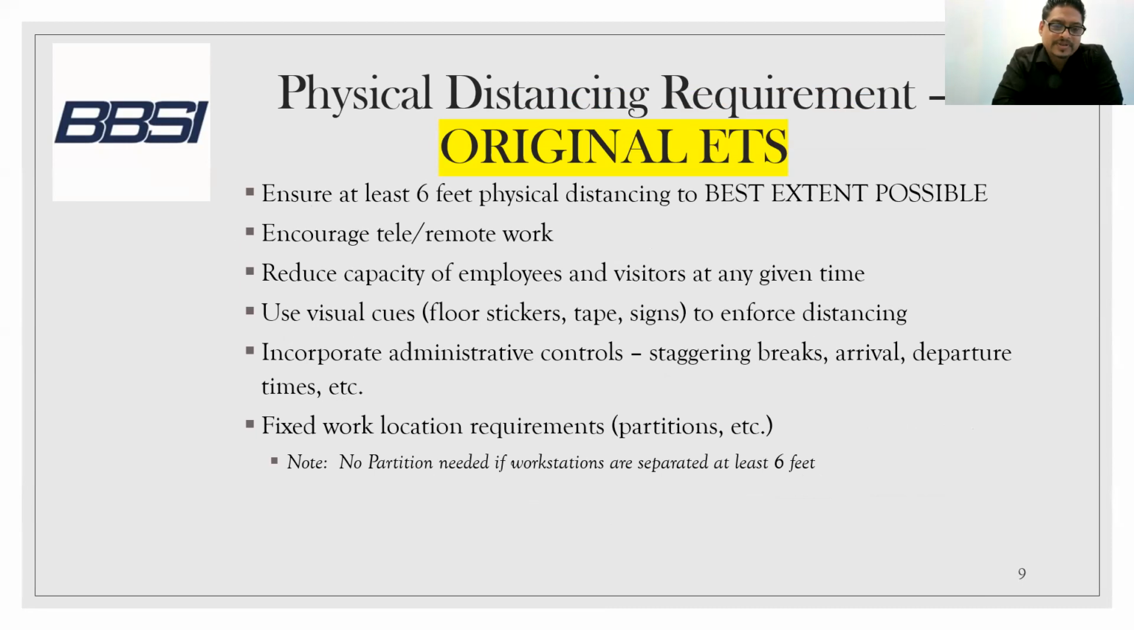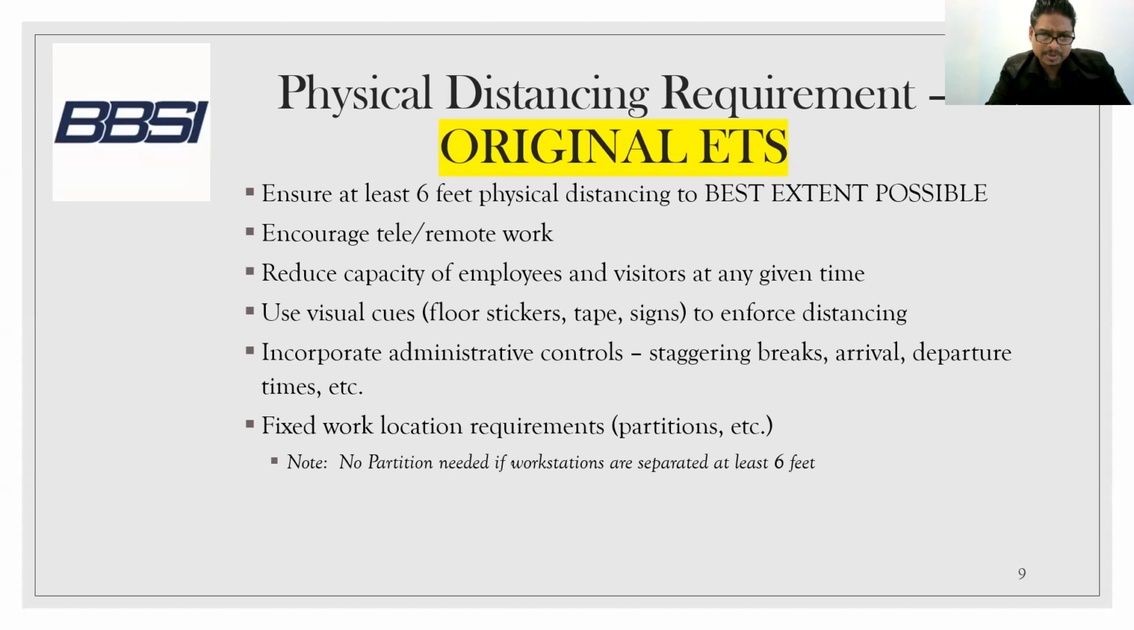Okay, so this is another change to the revised ETS. In the original ETS, social distancing was required in the workplace. So if you remember in the past, you have to ensure 6 feet of physical distancing to the best extent possible, encouraging tele-remote work, reducing capacity of employees, using visual cues, floor stickers, tape signs, all those things, even partitions, okay? Basically, originally, if you could not social distance, you actually have to put partitions in place to ensure that there were safe spaces available for employees.